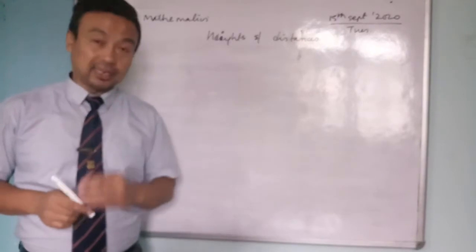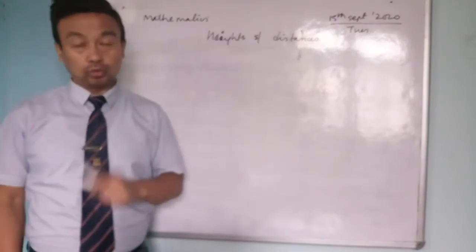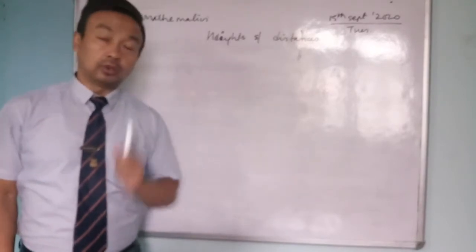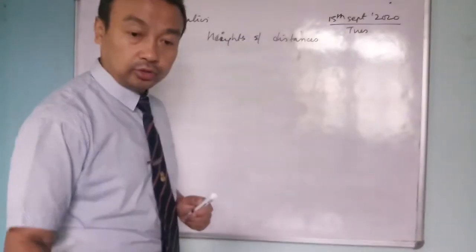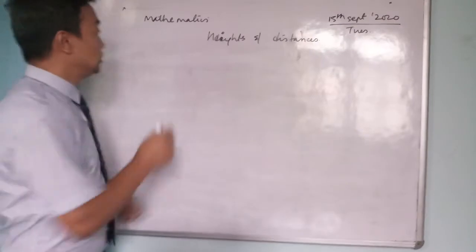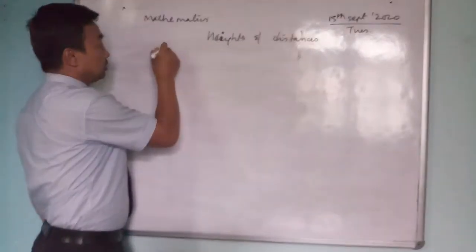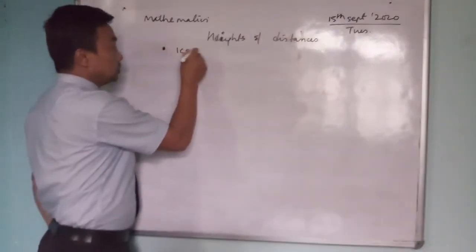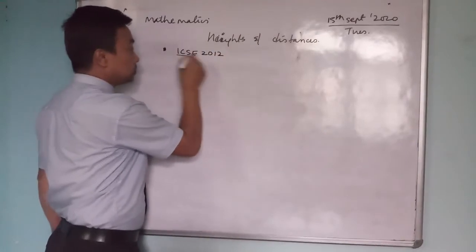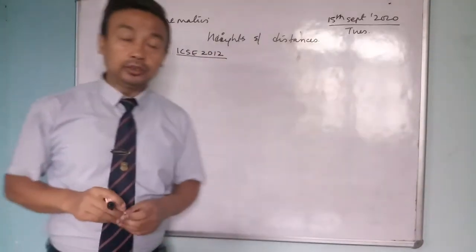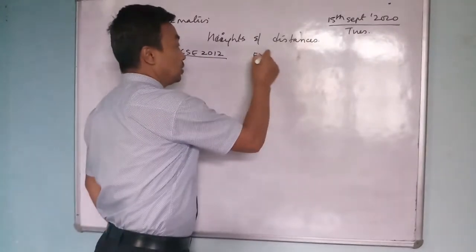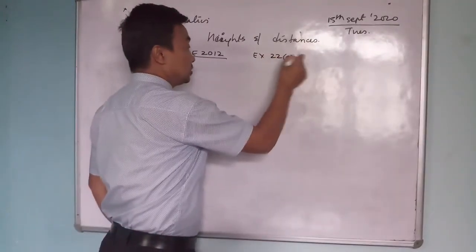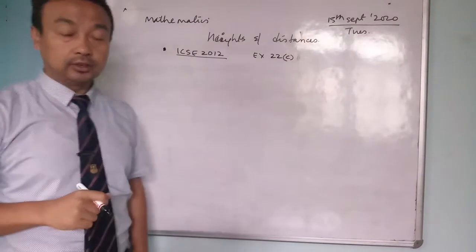have to keep in mind in heights and distances, and we had already solved one or two questions from ICSE. We were solving only the ICSE questions. Today also we will start with ICSE questions. The first question is ICSE 2012. In your textbook, it is exercise 22C. Please see, it is the third exercise in heights and distances.